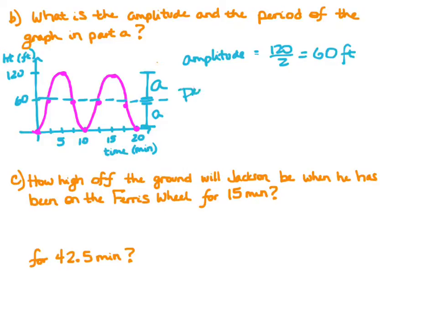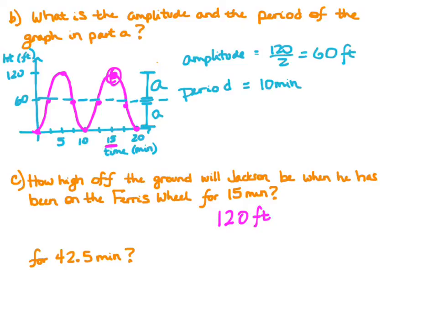The period of the graph is the amount of time that it takes to complete one cycle, and in this scenario, that time is 10 minutes. All right, next up, the question asks, how high off the ground will Jackson be when he has been on the Ferris wheel for 15 minutes? Now, for this first one, we can just look on our graph and we can see that at 15, that's in the middle of a cycle around the Ferris wheel. And so, of course, he's going to be up here at this highest value at 120 feet.